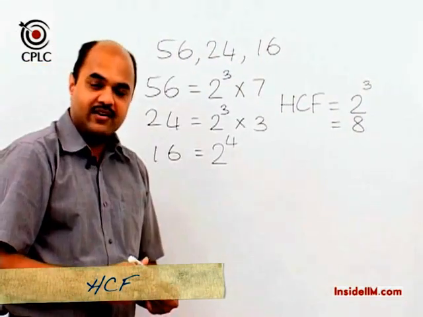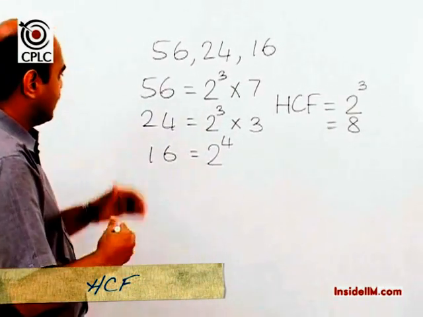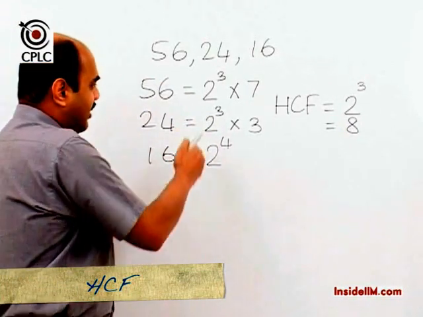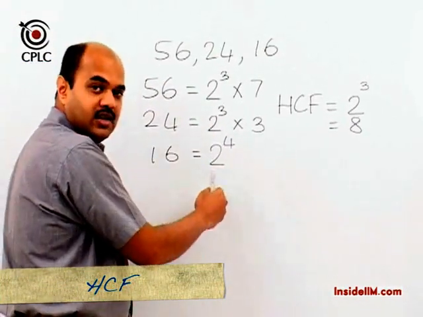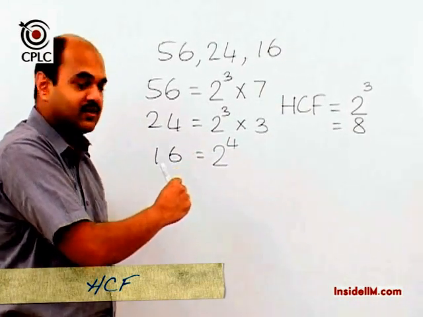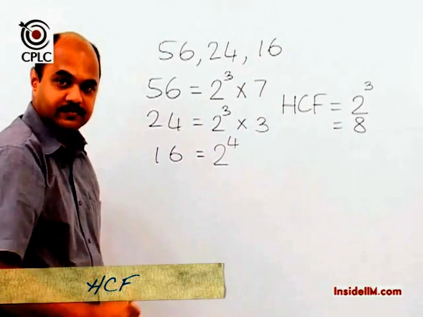This is called as the factorization method. I repeat, first express the number in terms of the prime factors, take only the common prime factor and the smallest possible power of that common prime factor that exists anywhere.